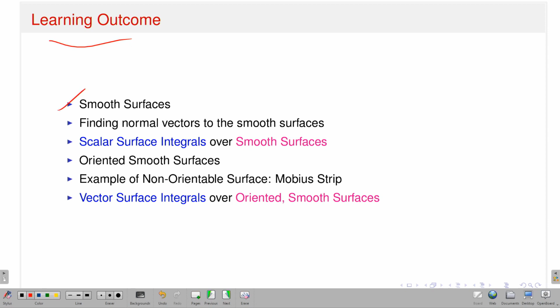First I will start with the definition of smooth surfaces, and then I will talk about finding normal vectors to smooth surfaces. Then I will introduce the notion of scalar surface integral over smooth surfaces, and then the notion of oriented smooth surfaces. That means if I have a smooth surface, then there is a notion called orientation. Then I will talk about examples of non-orientable surfaces, the Mobius strip, which is a non-orientable surface. And at the end I will talk about vector surface integral, and then a couple of examples and some properties.